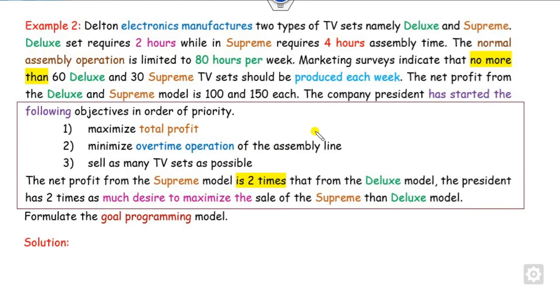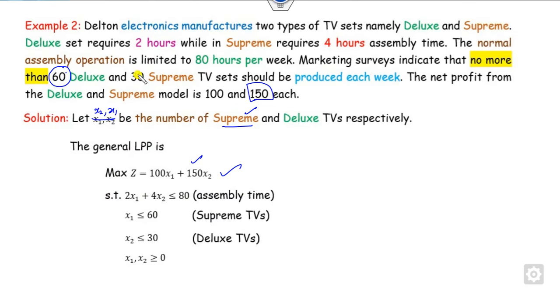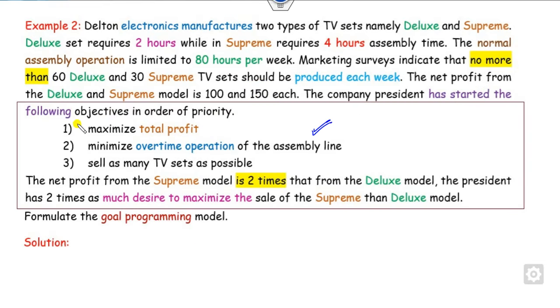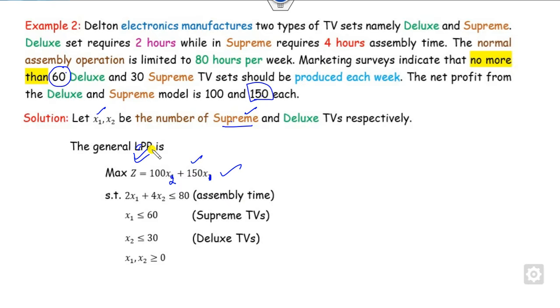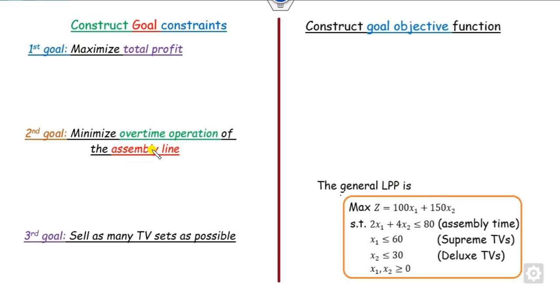Now your target is to consider this. You can set this x1 and x2 accordingly. So x1 is for my supreme. Supreme has the 150, so this is my x1, this is my x2. Now your target is to include these objectives into this journal LPP. So but again the similar way we can set them. We can write the goals are there.